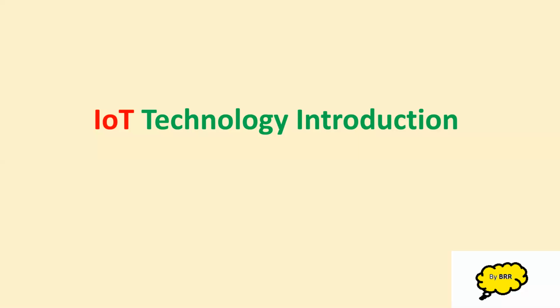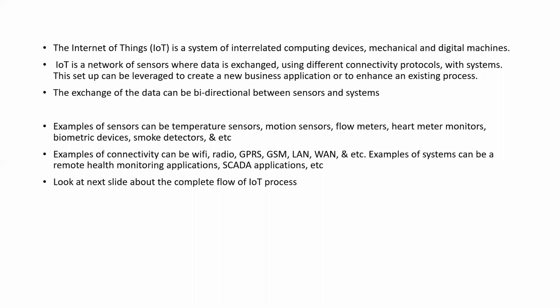So let's get into this IoT technology introduction. As I said, the Internet of Things is a system of interrelated computing devices and mechanical and digital machines. IoT is a network of sensors where data is exchanged between human to human and human to device using different connectivity protocols. Like on a system we have IPv4 and IPv6 protocols, similarly for IoT there are certain protocols, software and devices, commonly known as a platform, that can be integrated.